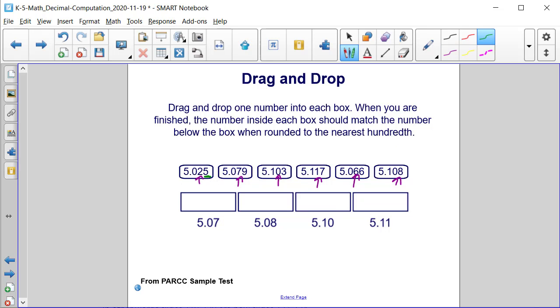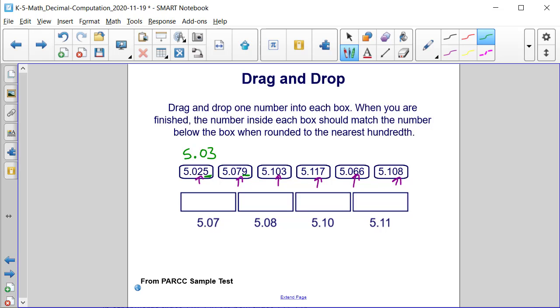So first let's look at this 5. Does this 5 round the 2 up to a 3, or does it remain a 2? It rounds it up to a 3. So this one can be rewritten or rounded as 5 and 3 hundredths. Do any of these numbers match that? No, so we don't need to move this box.